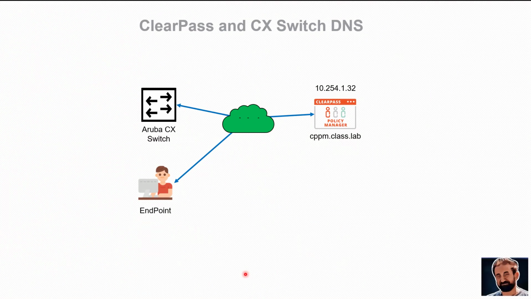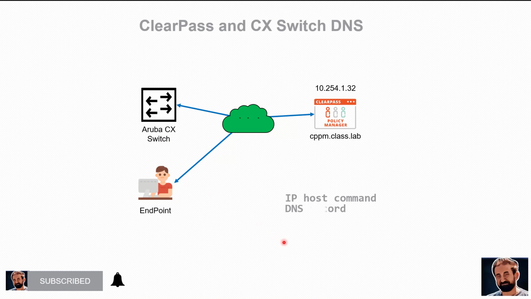In this short video, I will explain how to reach ClearPass or any server. In our case, this is ClearPass Policy Manager. Now we are able to reach ClearPass with the IP address. That's okay. But I would like to show you how to reach ClearPass by either configuring the IP host command on the switch, or we add a record in DNS.